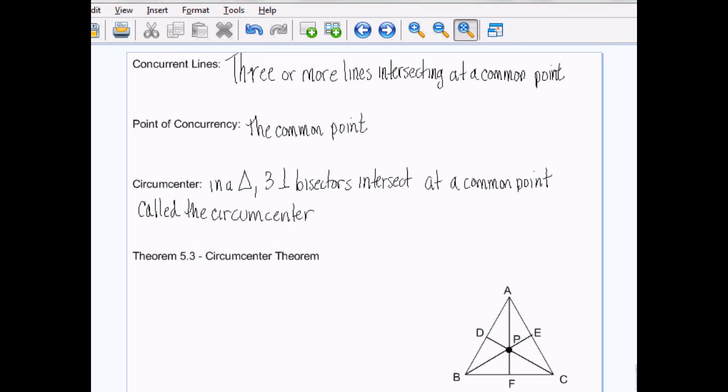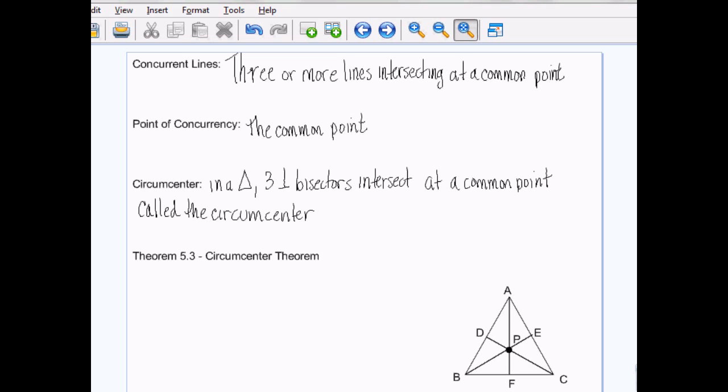Okay, so if you have 3 or more lines that intersect at a single point, so all of them are intersecting at the same point, it's called concurrent lines. And the point that they intersect is called the point of concurrency. I have a hard time saying that word. So the point of concurrency.